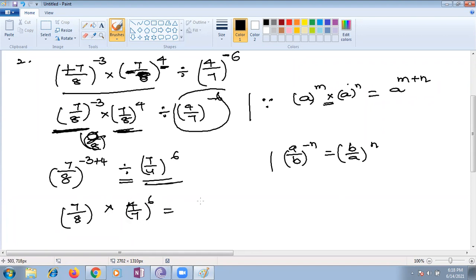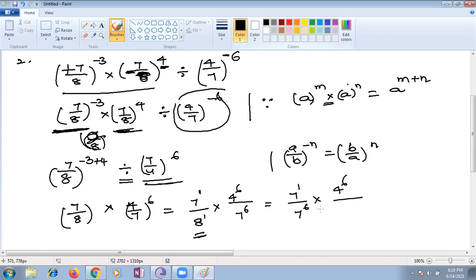Now you have to check, children. We can write 4 into 4 to the power 5, and then we can cancel 4 and 8. This is 7 power 1, this is 8 power 1. This is 4 power 6, this is 7 power 6. So I am taking 7 as the base one time: 7 power 1 by 7 power 6, multiplied with 4 power 6 divided by this.